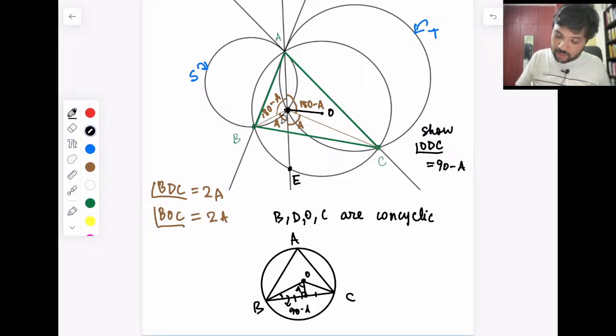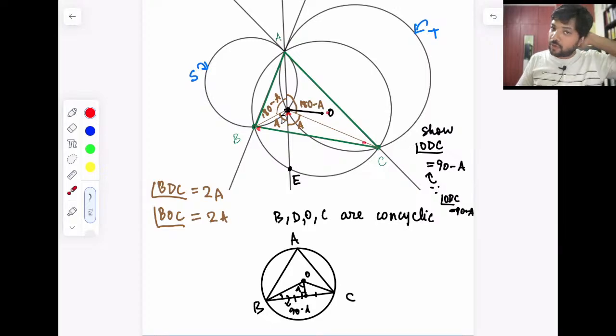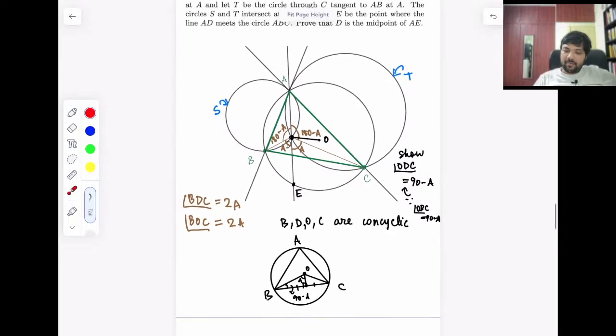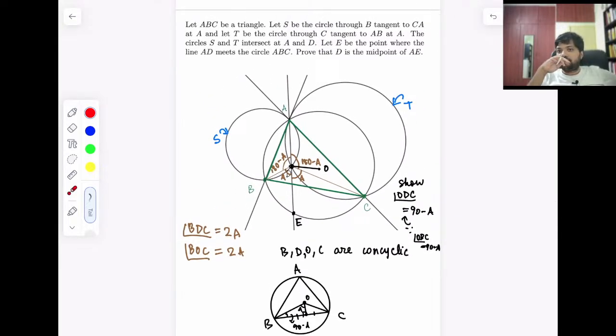So we are done. So OBC is equal to ODC. This is true because angle OBC is 90 minus A and BDOC are concyclic. Okay, is this proof clear? Any questions? I think this is a nice question.